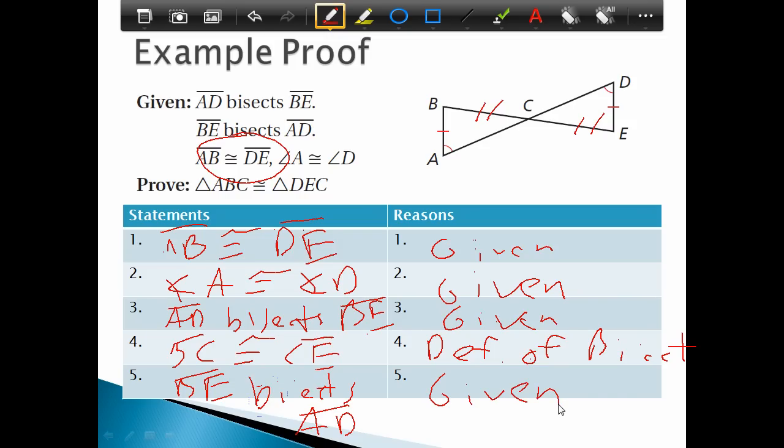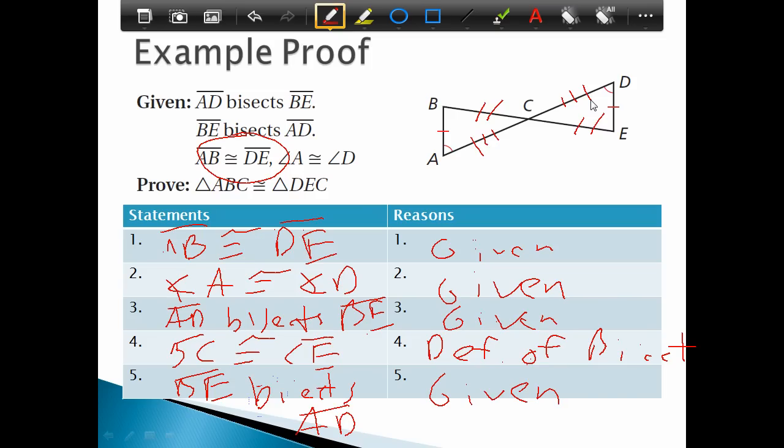And just like I did before, bisect meant cut in half. So BE is cutting AD in half, so I should get 2 equal parts there on AD. That's going to be AC and CD. Notice how I put the different number of tick marks to show they're not congruent to the first ones necessarily, but they are congruent to each other. So now I'm just going to go ahead and say that AC is congruent to CD.